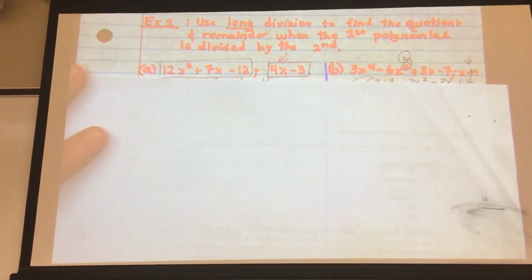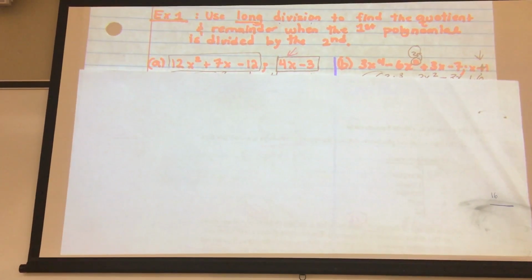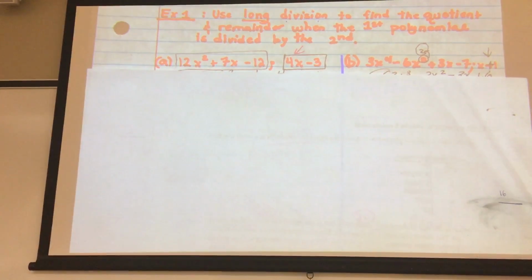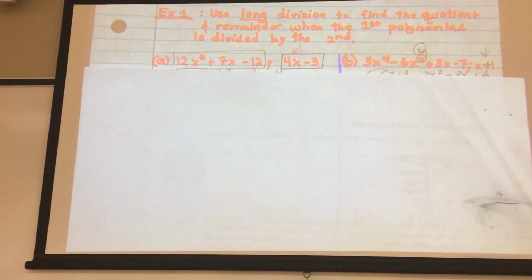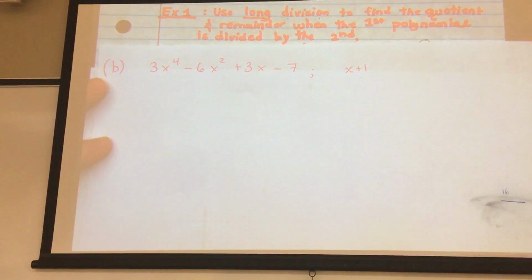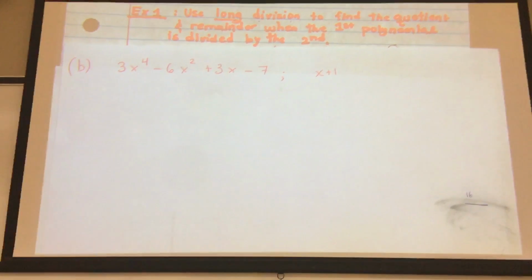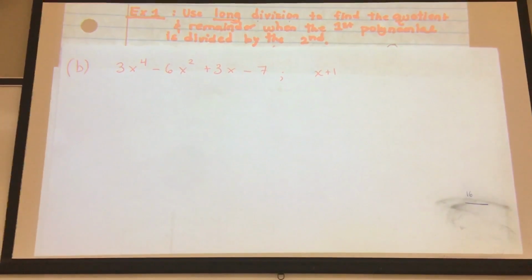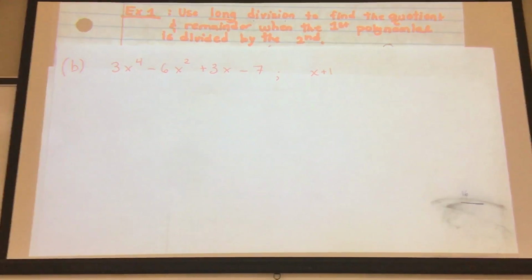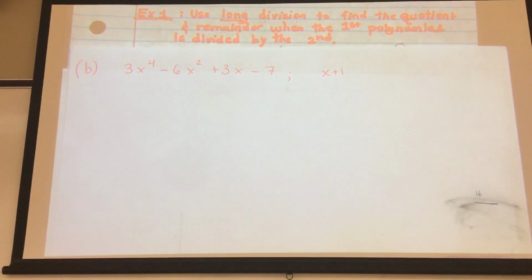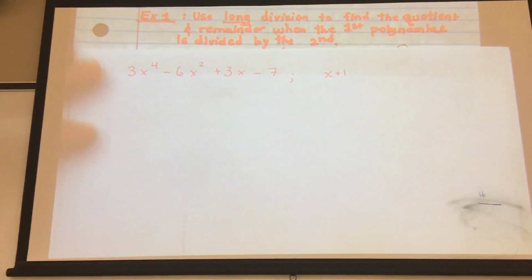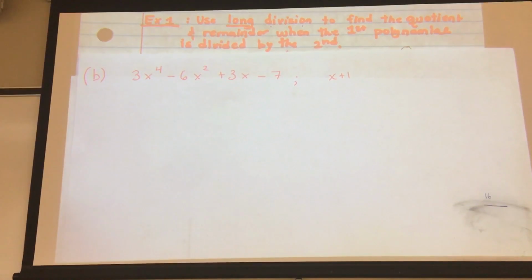So what I'm going to ask you to do is actually do B. I think I have written it out here nicer for you. Where did I write it? Here it is. Yeah, it's there, but it's ugly, so I wanted to rewrite it for you. Here you go. Here's the pretty B. 3x to the 4th minus 6x squared plus 3x minus 7. My question to you is, is x plus 1 a factor of that polynomial? So once you write it down, we'll get started in a second.